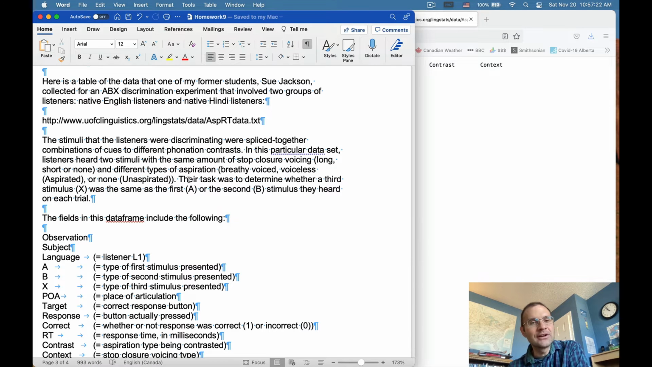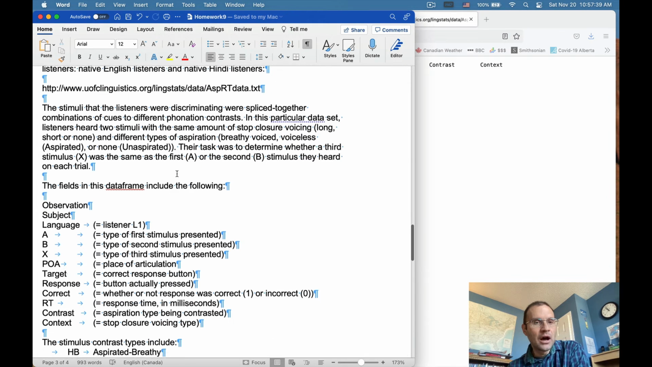The task of the listeners was to determine whether a third stimulus, X, was the same as the first, A, or the second, B, stimulus they heard on each trial. So that's ABX discrimination. You hear 3 sounds. You decide whether X is the same as B, the second one, or A, the first one.